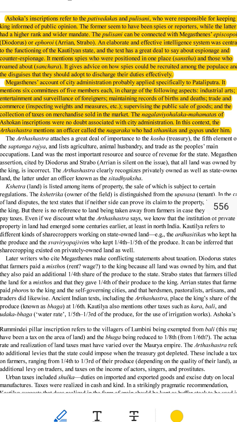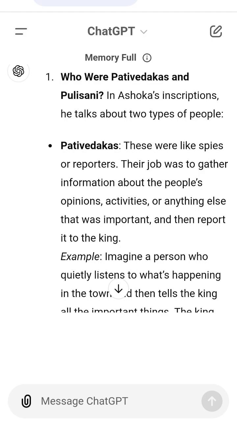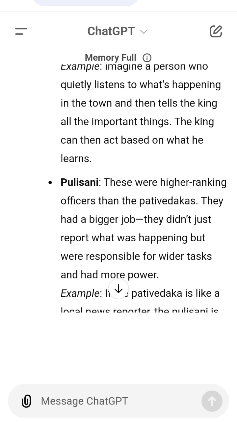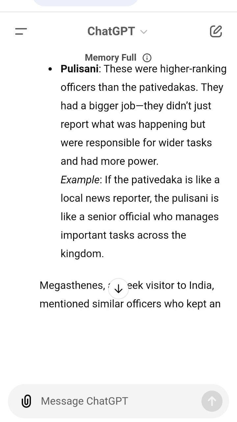Nagalavyohalaka Mahamatras and Nagaraka officers. The Nagalavyohalaka Mahamatras were officers mentioned in Ashoka's inscriptions. These officers were responsible for city administration, making sure everything in the city was working well. Example, they were similar to the committees Megasthenes talked about. They made sure markets were running properly, people were treated fairly, and taxes were collected.